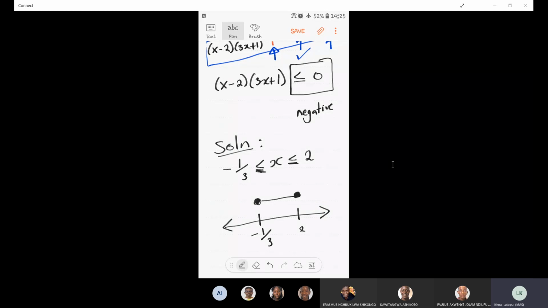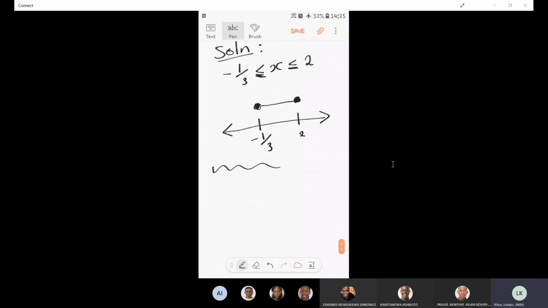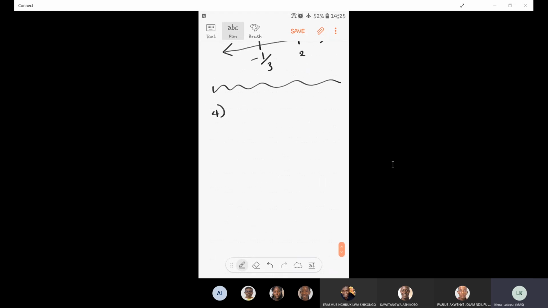Then you can do number 4 as well. Number 4, what we have is x minus 5 squared plus 5 times 2x minus 3. This is greater than 2x times x plus 3 minus 6. So this one, it looks more complicated, but there's just a bit of algebra to simplify, and then you'll have a single quadratic inequality. So first thing you should do is this one over here.